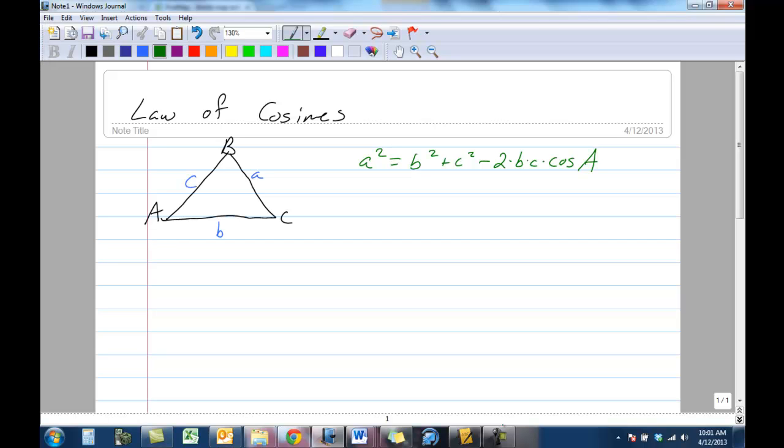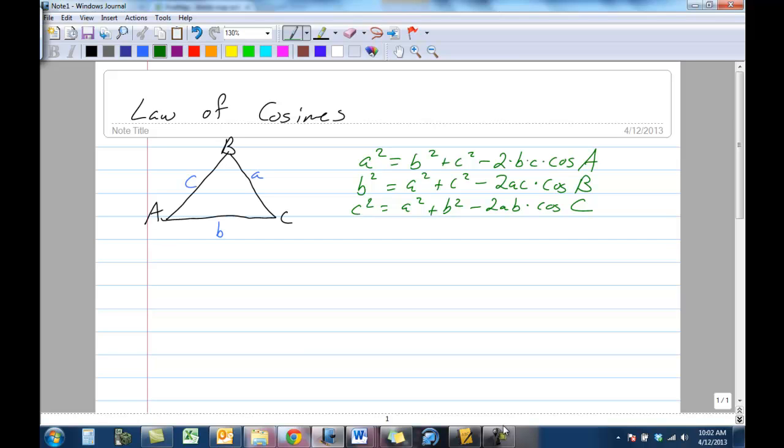The second formula that I expect you to memorize is b squared equals a squared plus c squared minus 2ac times the cosine of angle B. Hey, let's see if you can figure out the third one yourself. The third formula that I expect you to memorize is, hopefully y'all got, c squared equals a squared plus b squared minus 2ab times the cosine of angle C.